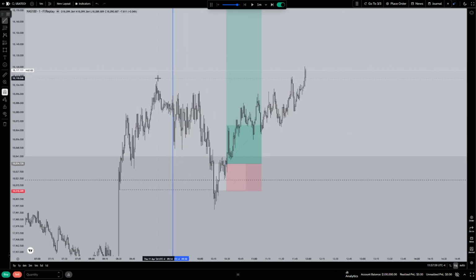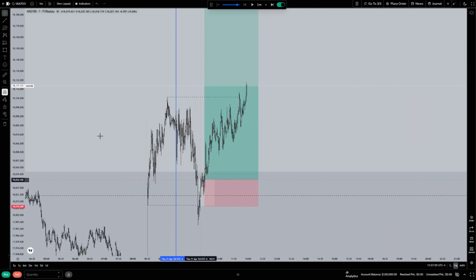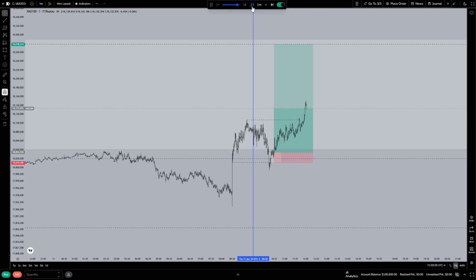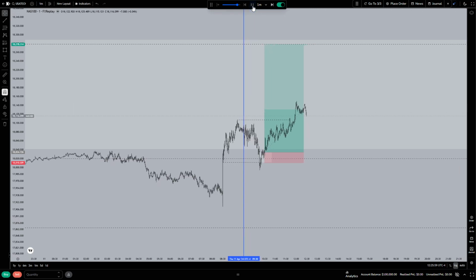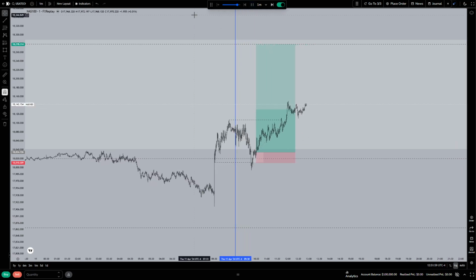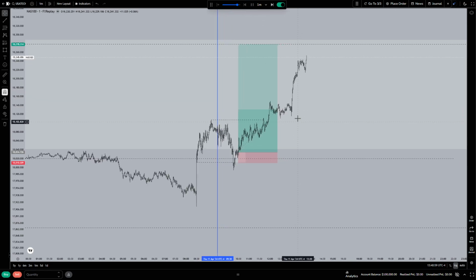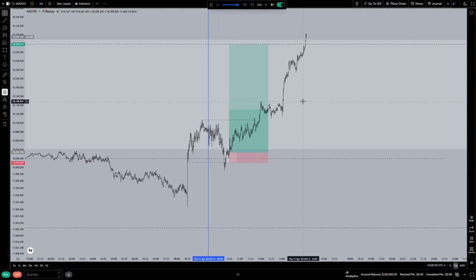I would take partials at this level right here. So I would have partial right there. And now it's a risk-free, profit-taken trade. And I'm just going to let this continue. Do we reach previous day's low, the previous day's highs? Let's see. Price speeds up. We're pretty close. And we reached it.